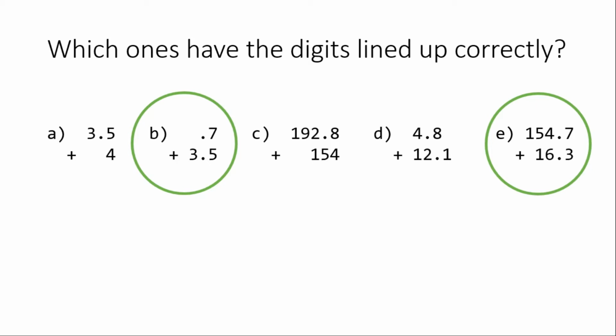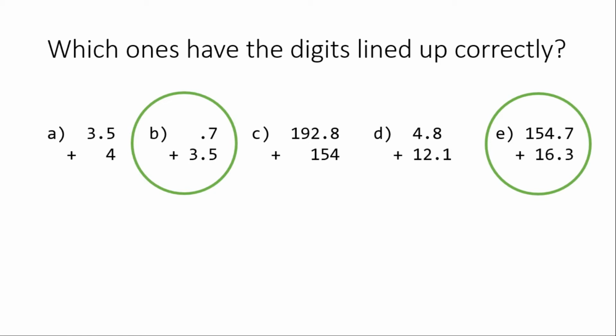What else lines up properly? The decimal point. Take a look. In question B, the decimal point is lined up with the decimal point. In question E, the decimal point is lined up with the decimal point. Why is that? Well, because the tenths are always to the right of the decimal point, and the ones are always to the left of the decimal point.